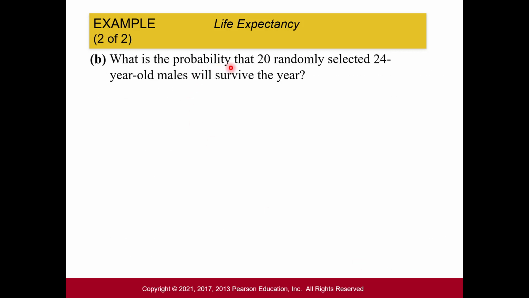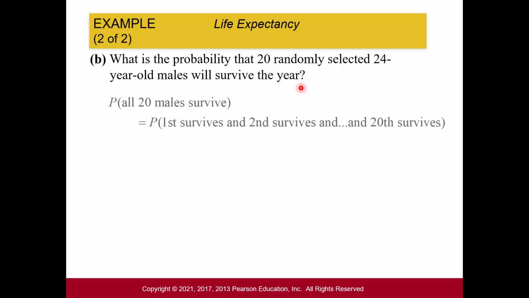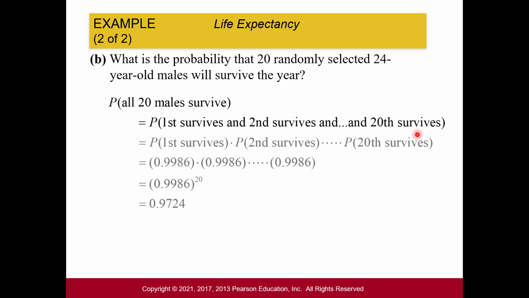Now let's find the probability that 20 randomly selected 24-year-old males will survive the year. So we just changed our number from 3 to 20. Okay, so same thing, probability of the first surviving and the second and so on to the 20th. So overlap of all of them is just the product of all their probabilities individually.